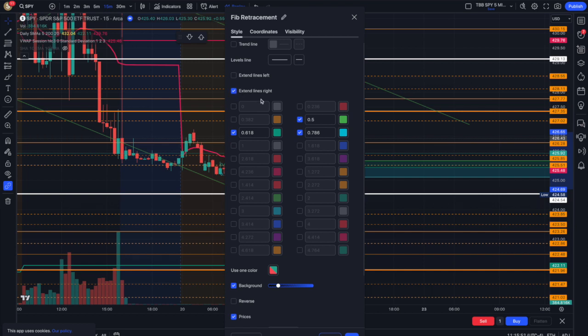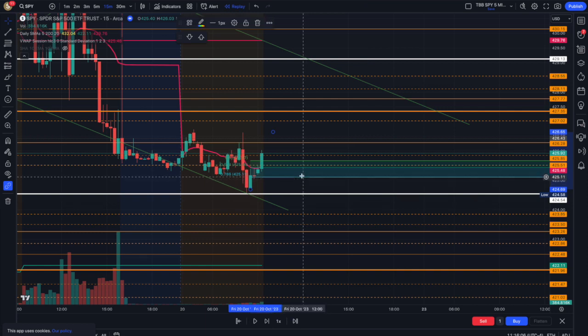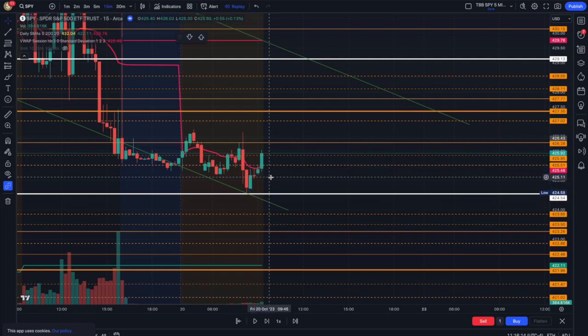If you wish to have the lines extended further right towards your chart, not just where you are drawing them, please ensure this extend lines right is also ticked so that you have those levels present as the day progresses and price action changes. As you can see, I am in replay mode. I'm just going to delete this fib that I have drawn, and I'll play this through. This is on Friday 20th of October, SPY price action.